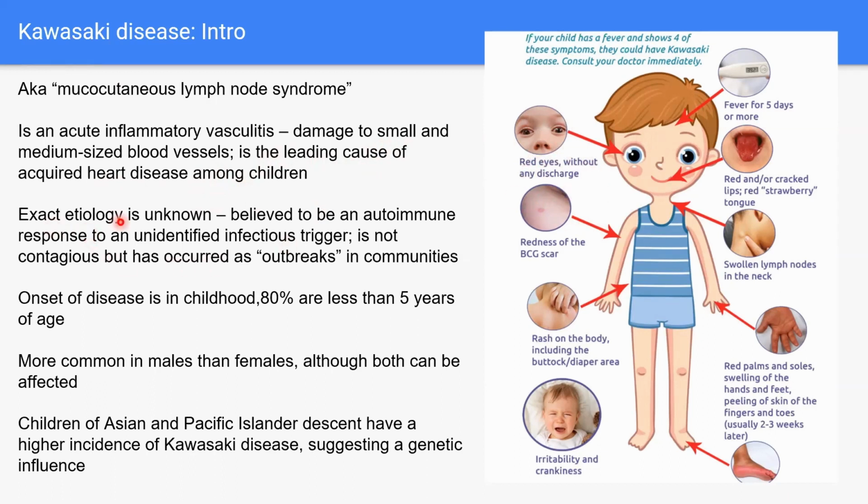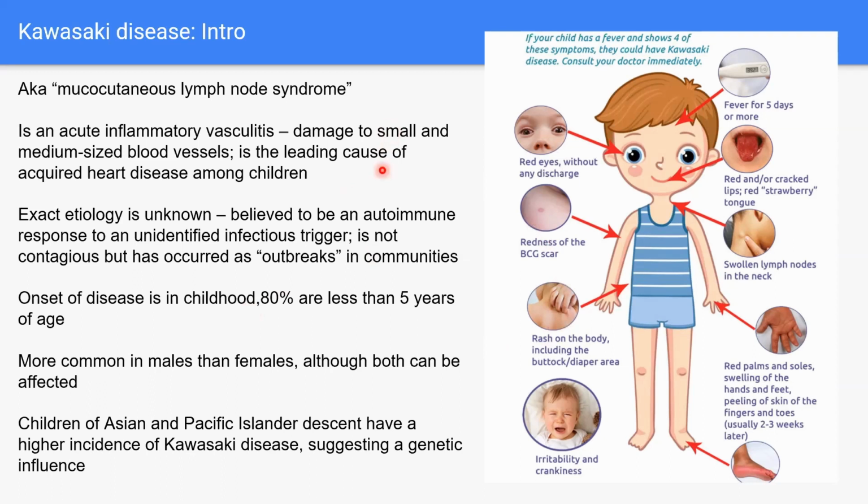Okay, so the exact etiology or the exact cause of Kawasaki disease is not known, but it is believed to be an autoimmune response to some sort of infectious trigger. They also think that there is a genetic component, and that's because children of Asian and Pacific Islander descent have a higher incidence. You also see a higher incidence in males than females, but both can have the disease. And then 80% of the patients who have Kawasaki disease are less than 5 years of age at onset. So it's commonly in younger children.